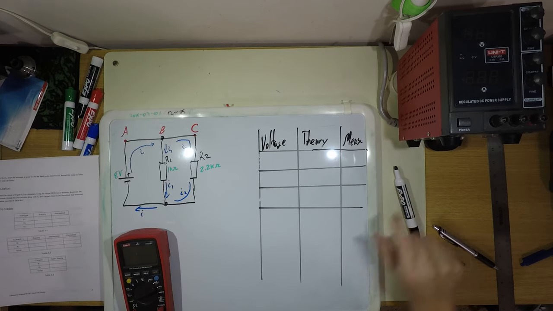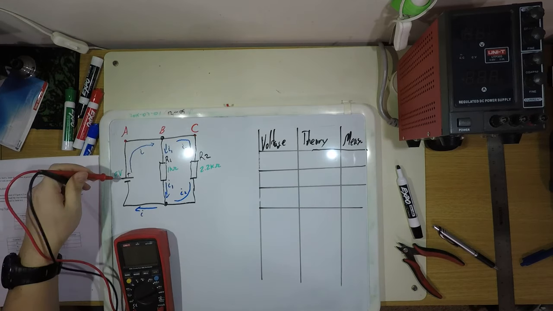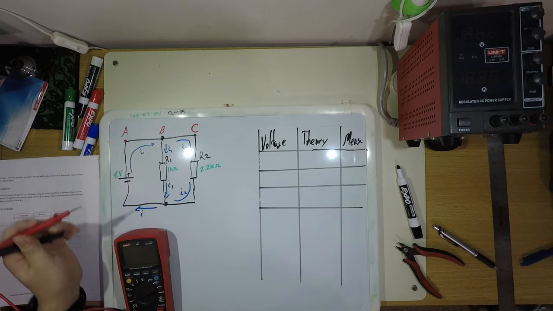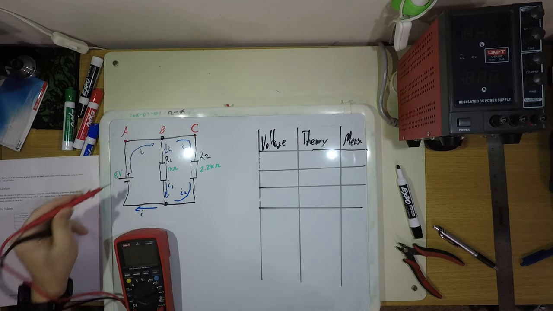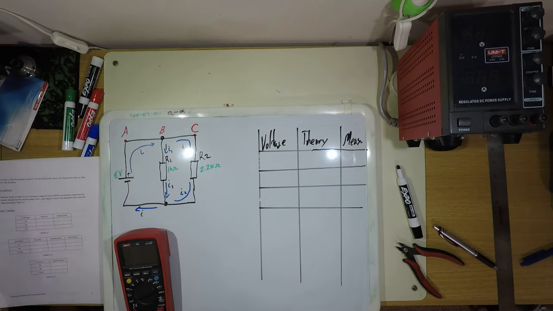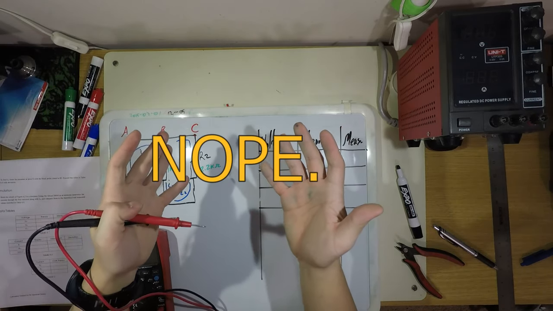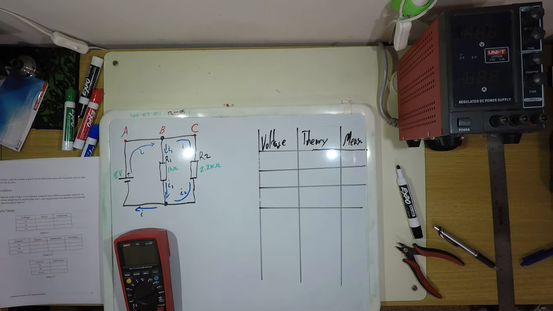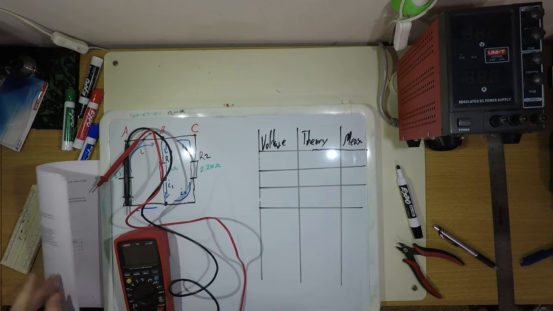You set your voltmeter, you construct the circuit. Do note that these are in parallel, so you connect the positive of this to both sides of the resistor. I'm probably going to have to insert an image here of what that is going to look like. You know what, might as well just build it.